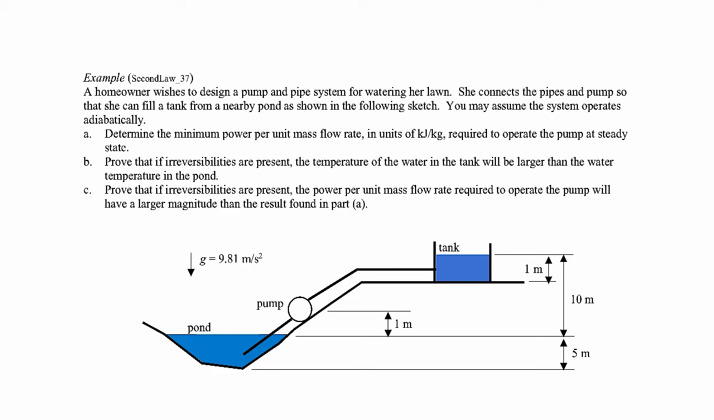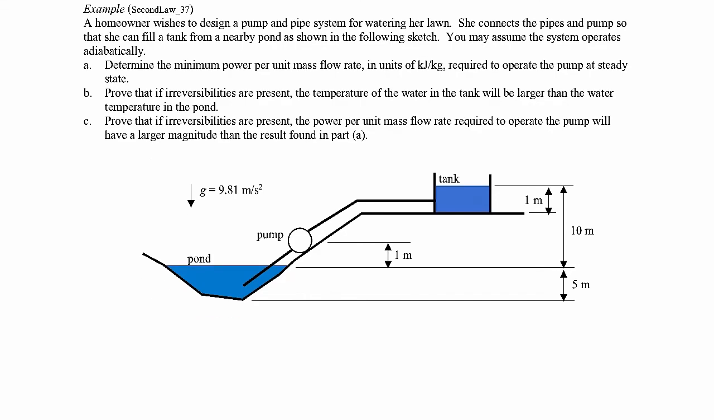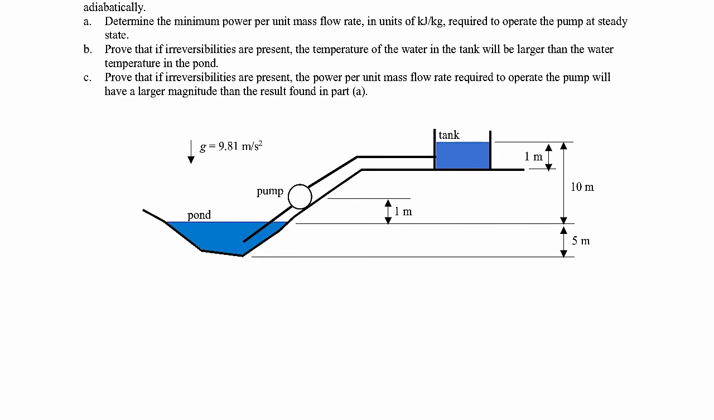So parts A and C really are very closely connected. We're just trying to find the minimum power for part A and then show that if there are irreversibilities in part C, that the power will be larger. Okay, so this is the picture we're dealing with.